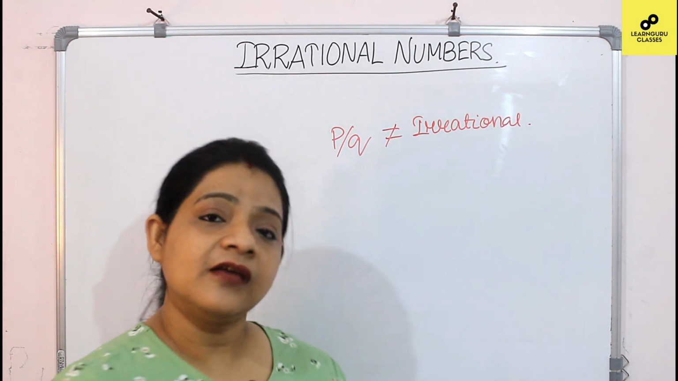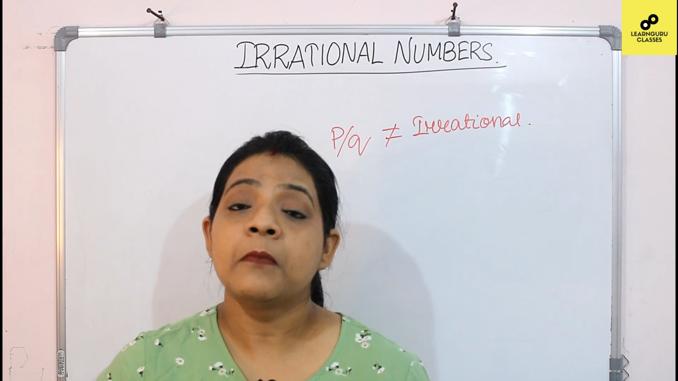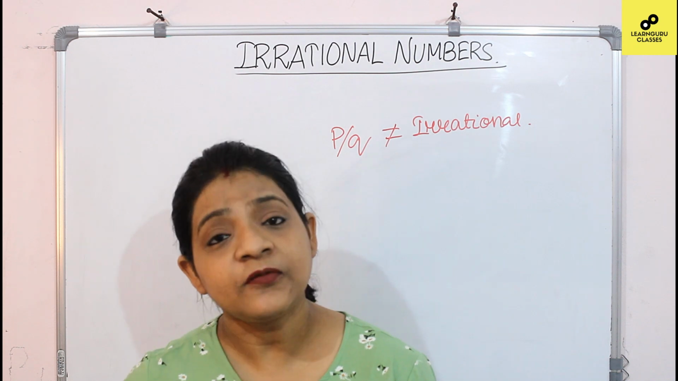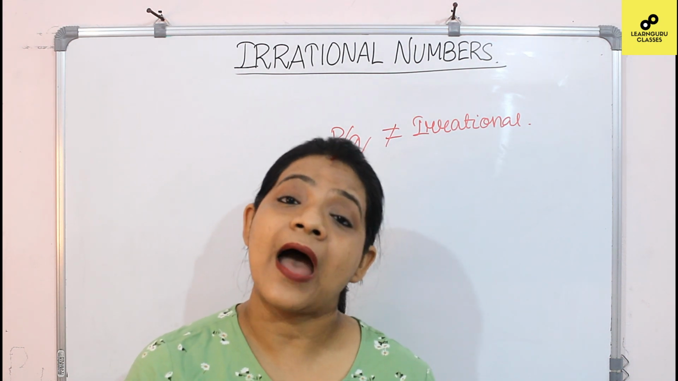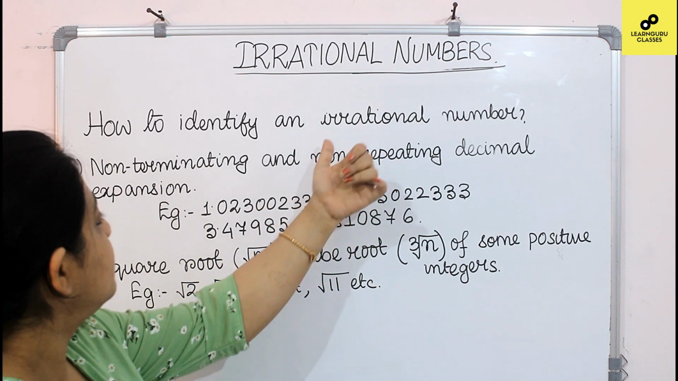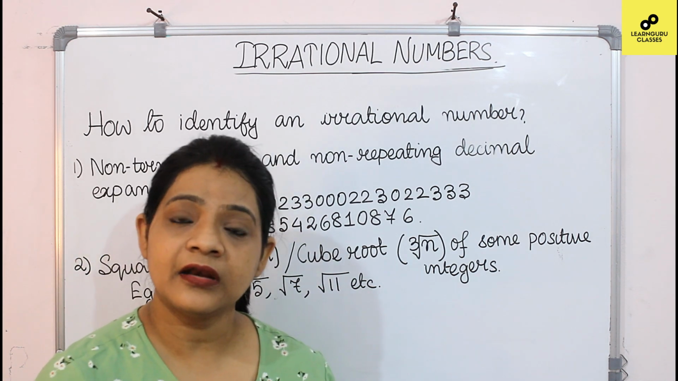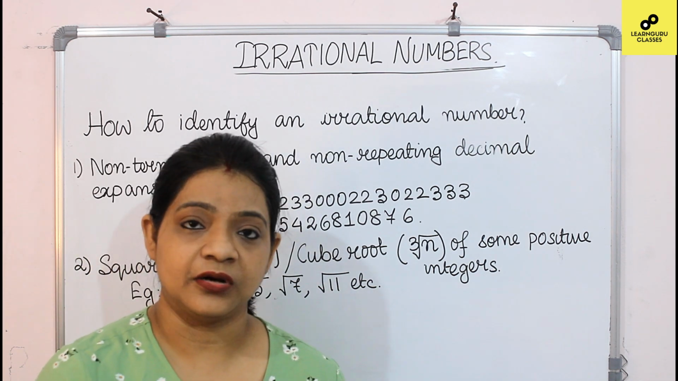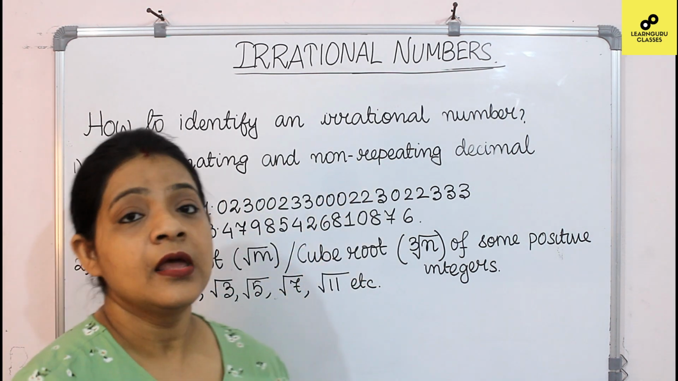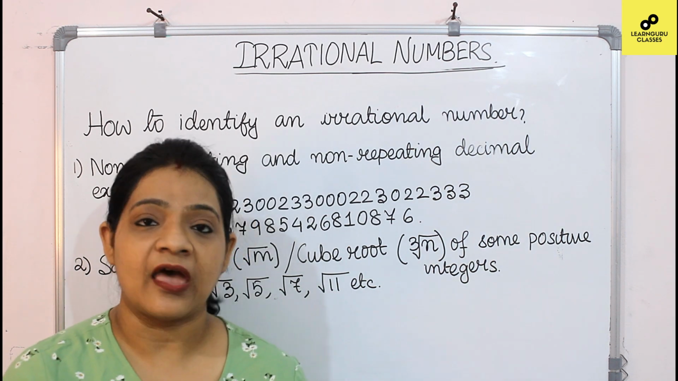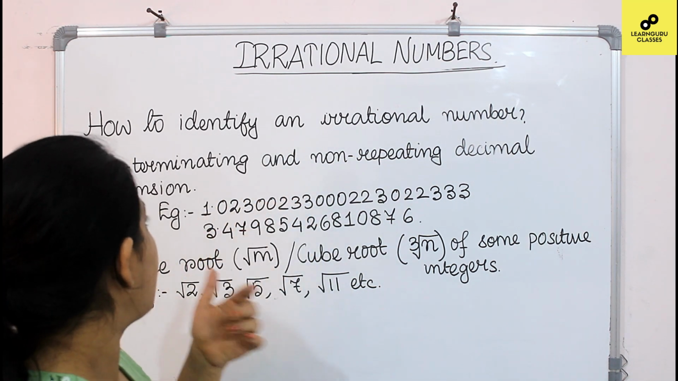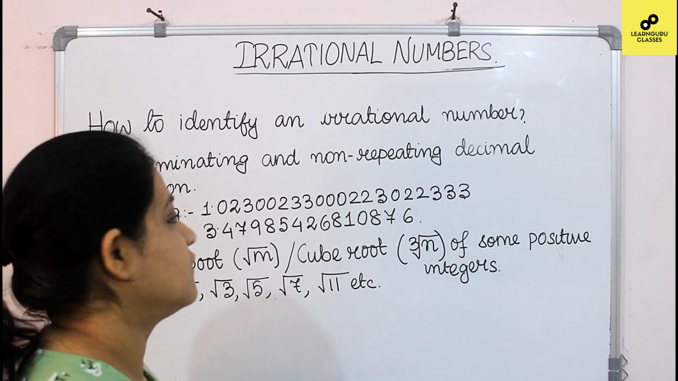There are various examples of irrational numbers, but before giving you the examples, let us know the types of irrational numbers, or how you can identify any irrational number. These are the ways by which we can identify any irrational number. The first one is that a non-terminating and non-repeating decimal expansion can be termed an irrational number. Why is it so? Please notice this example of a non-terminating and non-repeating decimal expansion.